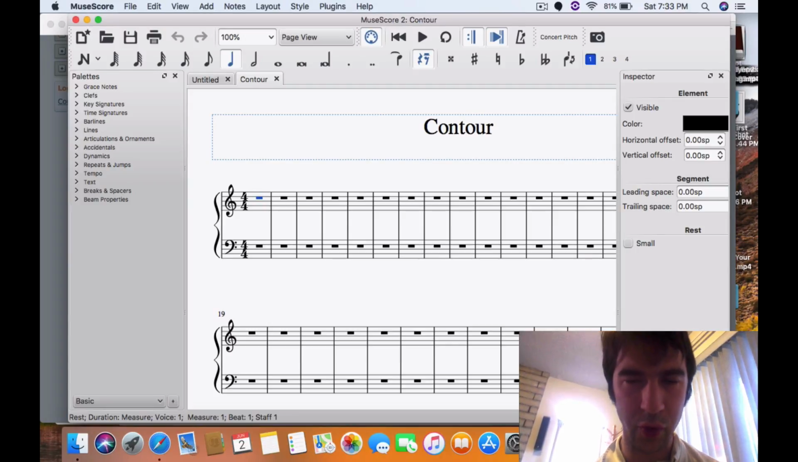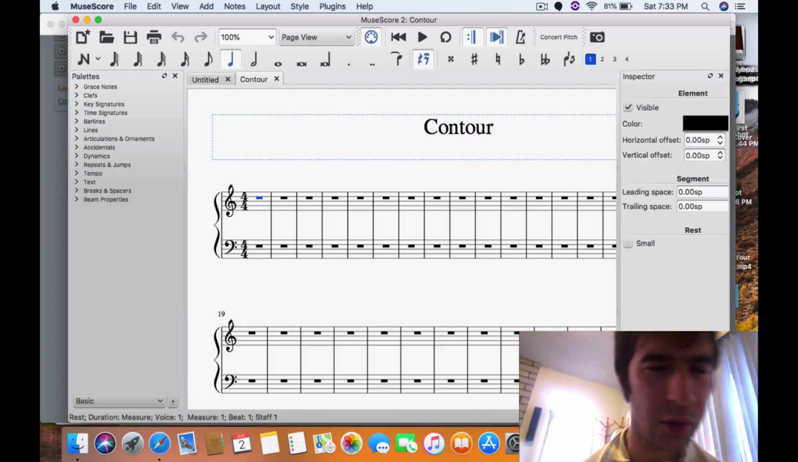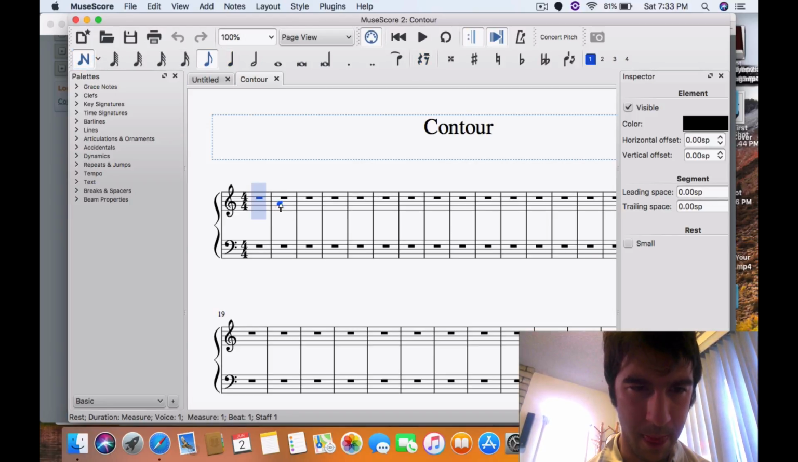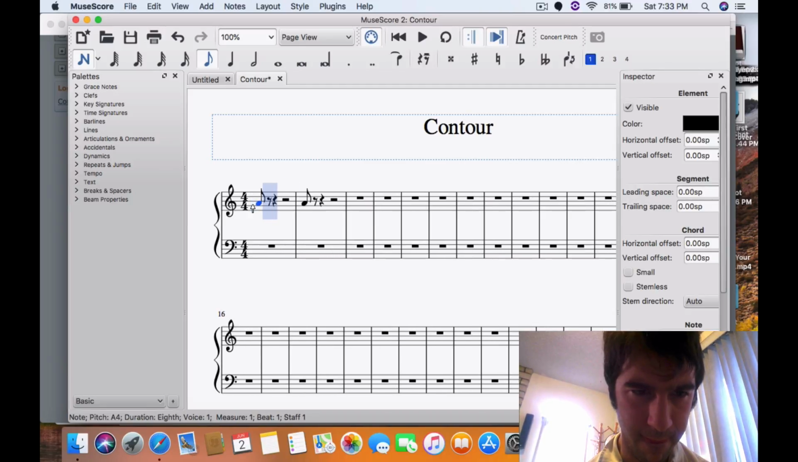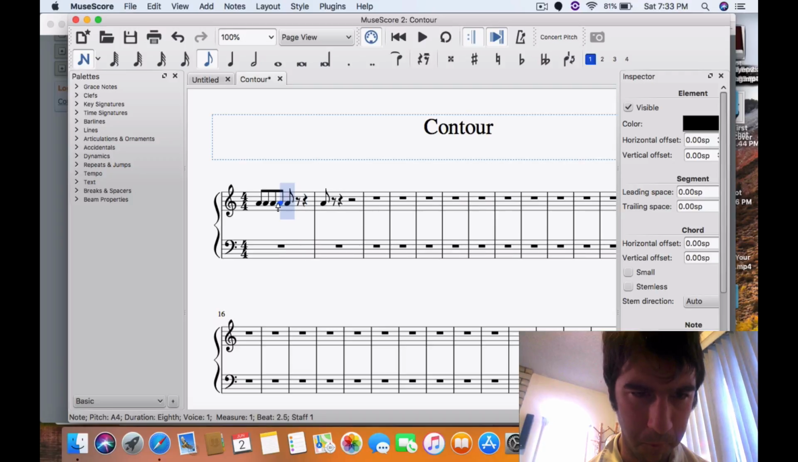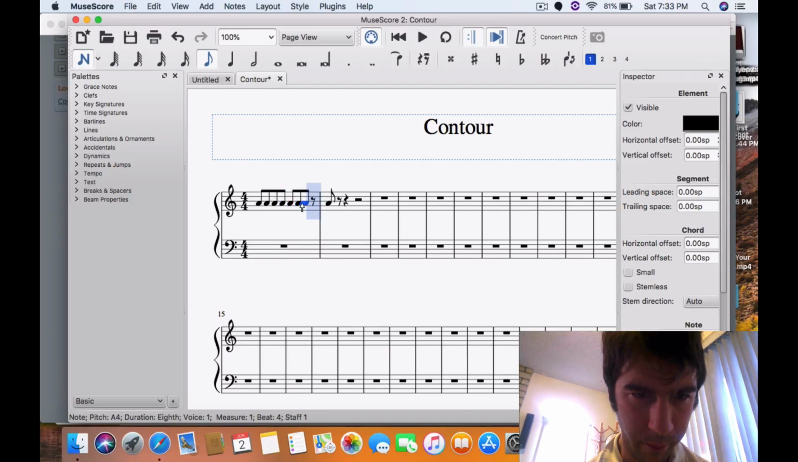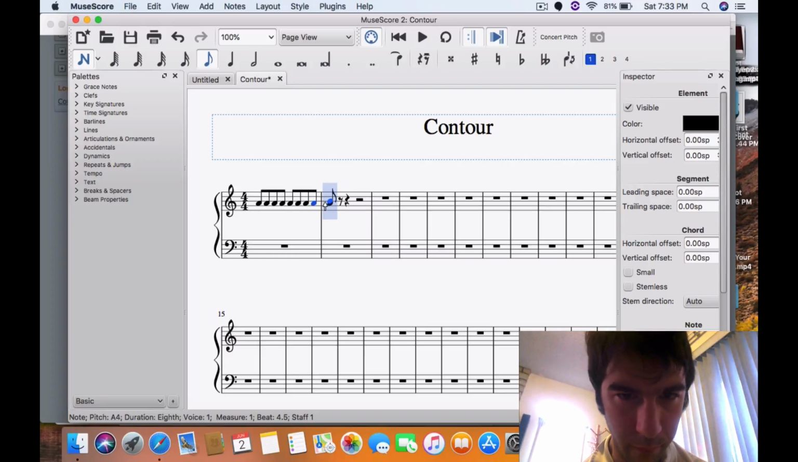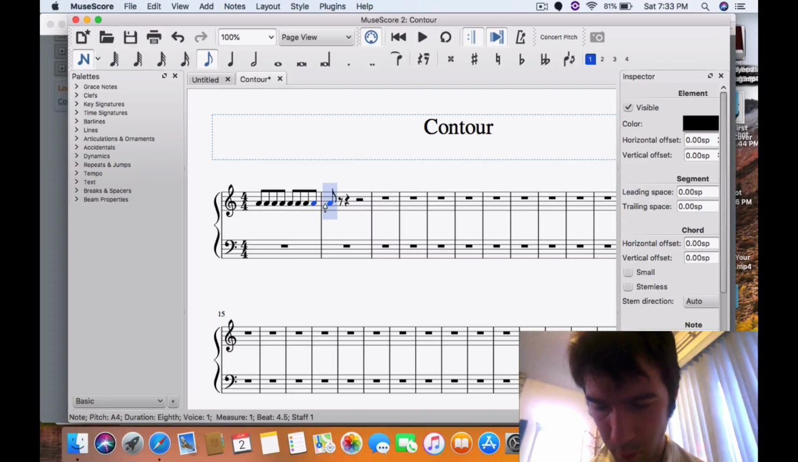Let's go over to the contour assignment. Contour is basically whether a note is unison, like this, that's unison, or like this.